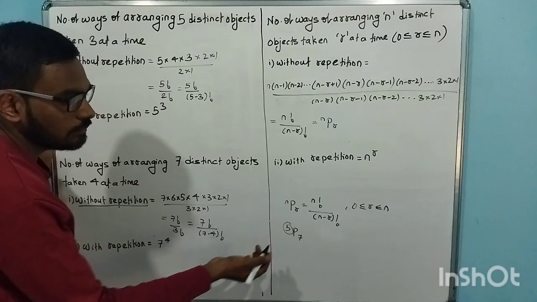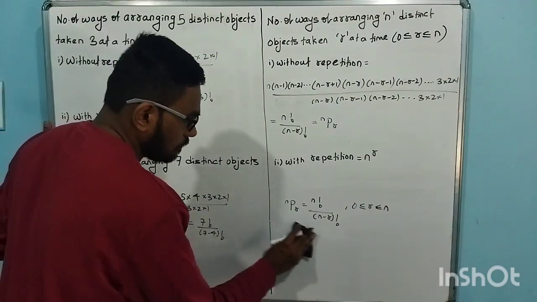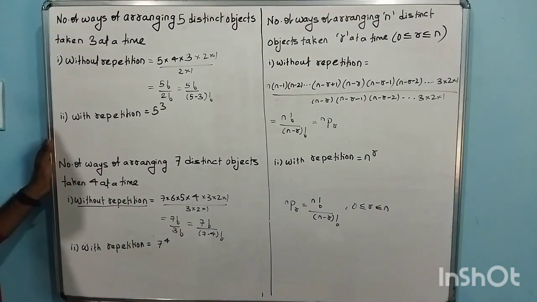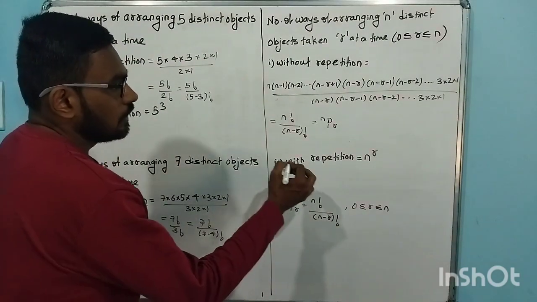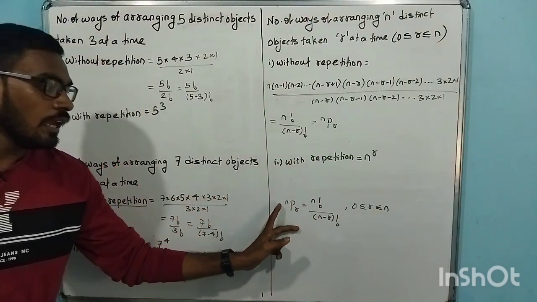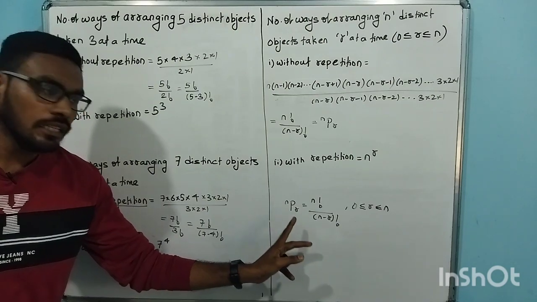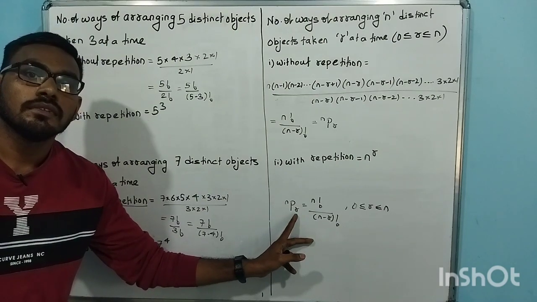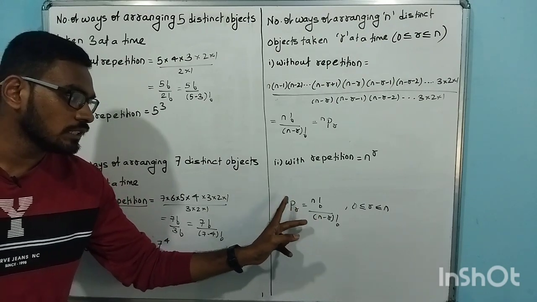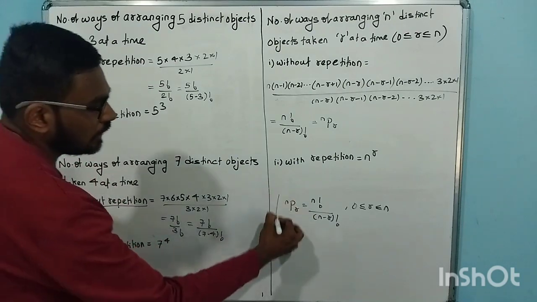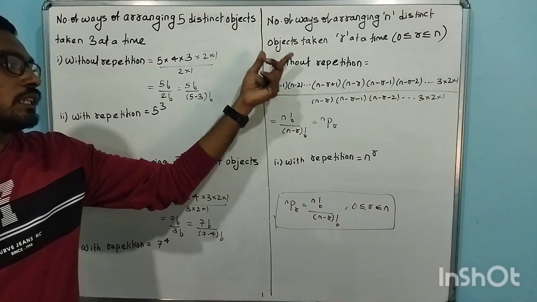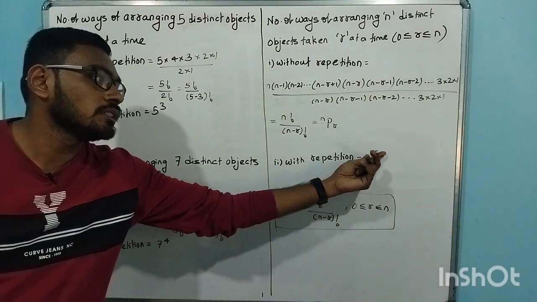Only 5 objects, 7 at a time, it is not possible. Okay, that's why r should be between 0 and n, and these are integers obviously. Okay, like this. And this is the number of arrangements of n objects taken r at a time without repetition. And then the number of arrangements of n objects taken r at a time with repetition is n raised to r.